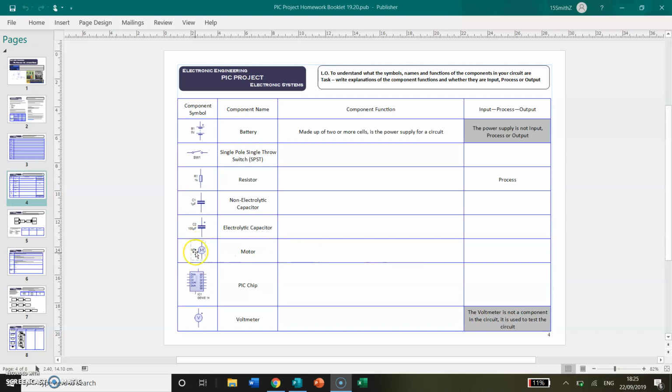Motor, it's going to give us movement. So it is literally, you put electricity in, you get rotary motion out.